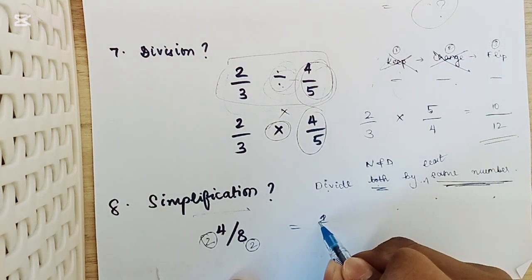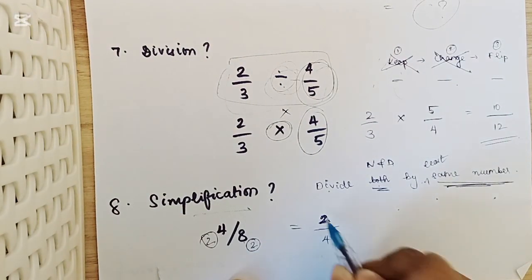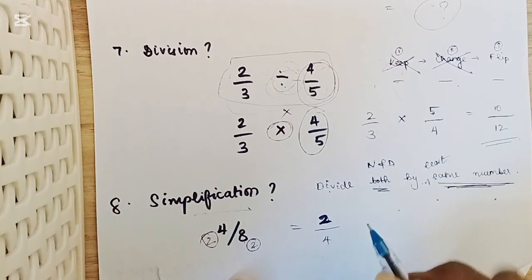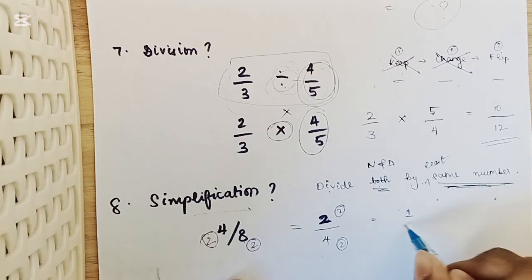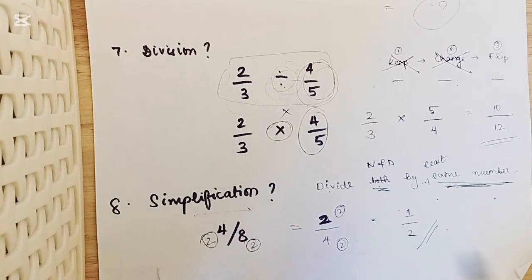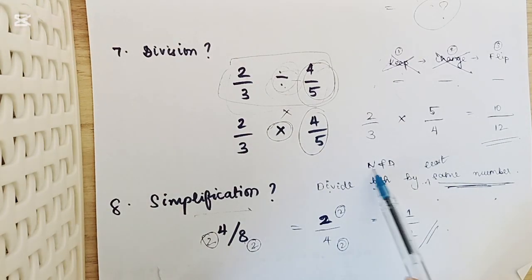So 4 by 2 will give us 2. And then 8 by 2 will give us 4. Again, can we make this smaller? Yes, we can divide this also by 2. And that will give us 1 by 2. This is how you simplify fractions.